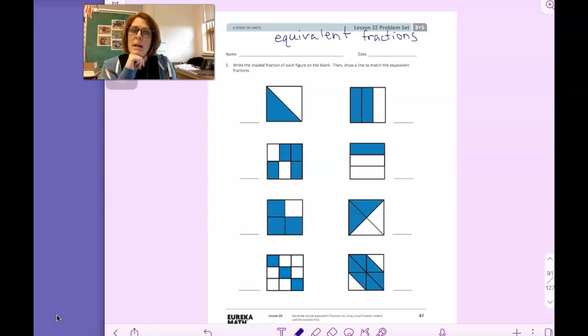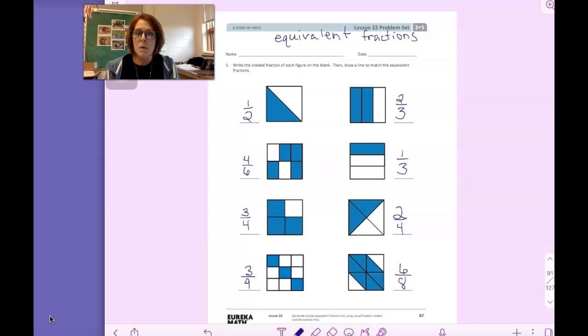Okay, so number one says, write the shaded fraction of each figure on the blank. Then draw a line to match the equivalent fractions. So there's those words, equivalent fraction. So I want you to go ahead and write the fraction for each figure on the line beside it, and then come on back to check your answers. Welcome back. Take a moment to make sure that your fractions look like mine. If they don't, please correct them, because if you don't, the next part's not going to work.